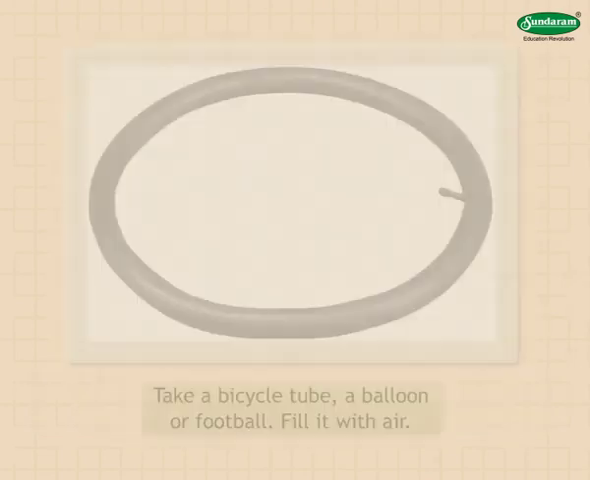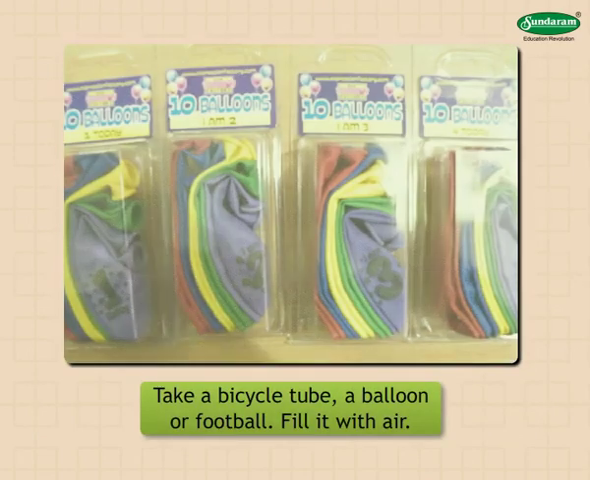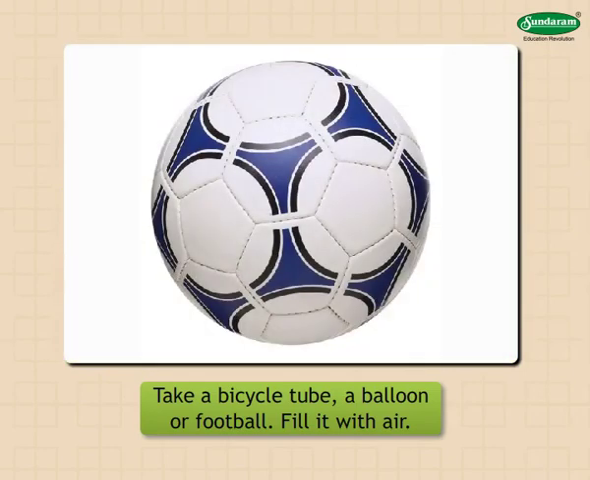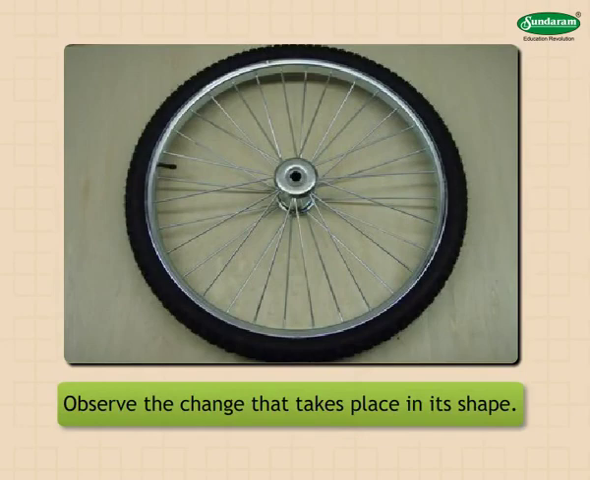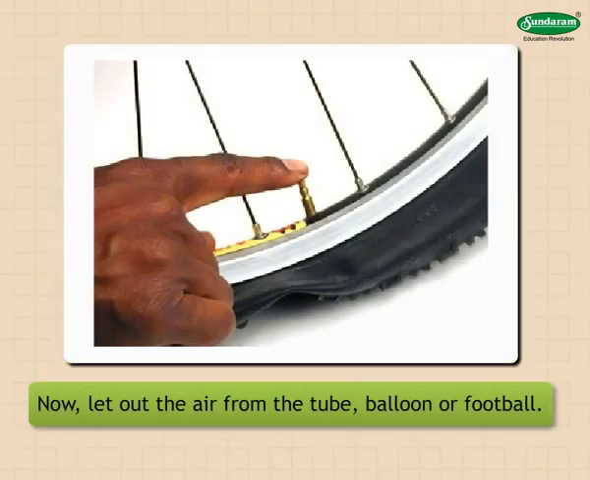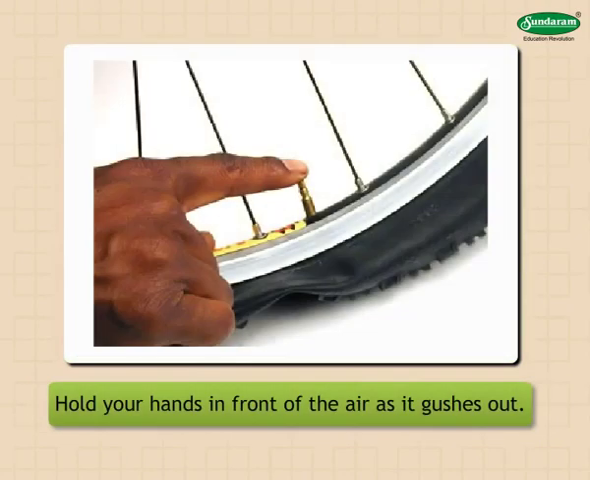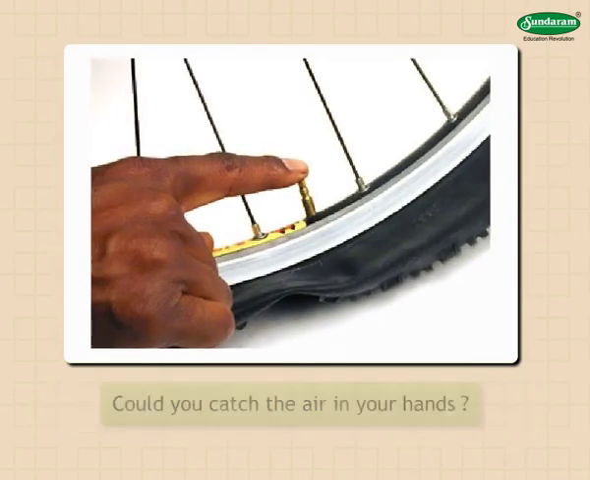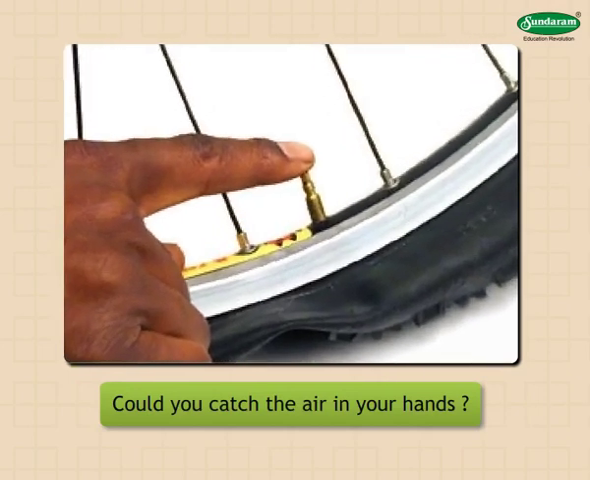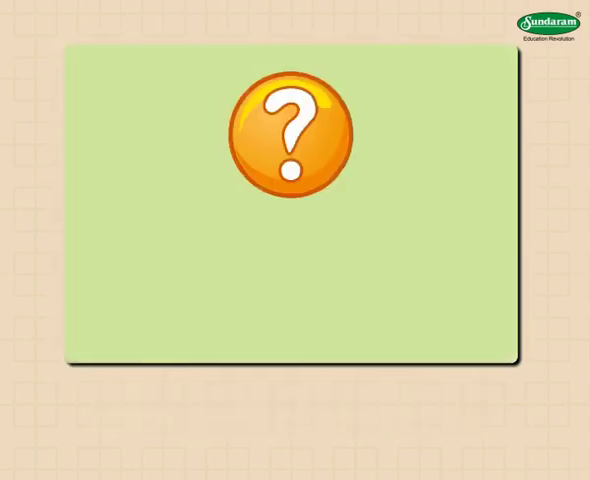Try this. Take a bicycle tube, a balloon or a football. Fill it with air. Observe the change that takes place in its shape. Now, let out the air from the tube, balloon or football. Hold your hands in front of the air as it gushes out. Could you catch the air in your hands? Where did the air go? How does the shape change when the air has been removed?